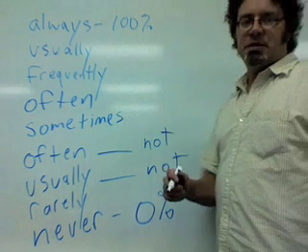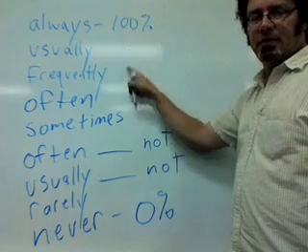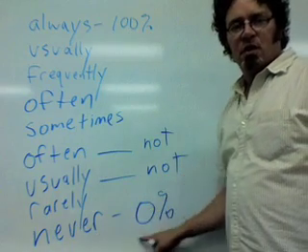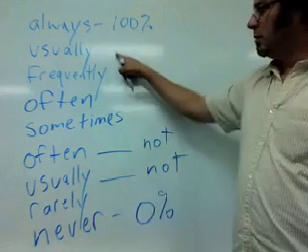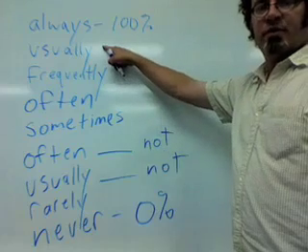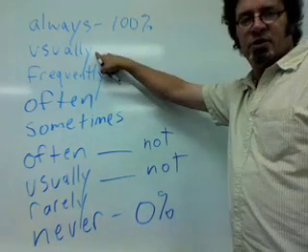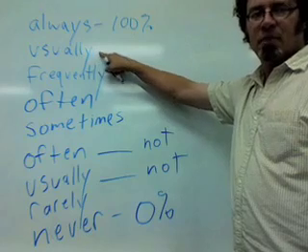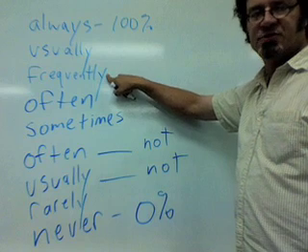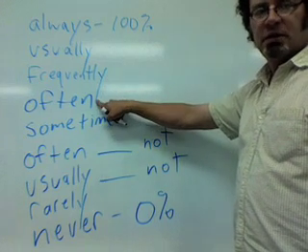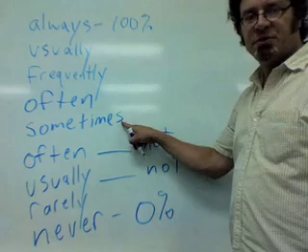Adverbs that show frequency begin with always at 100% and end at never at 0%. Between always and never, you have these words, starting with the most to the least. Usually can be 80%, maybe 90% of the time. Frequently, depending on the situation, could be 60, 70, 80%. Often, sometimes, can be about 50% or less.